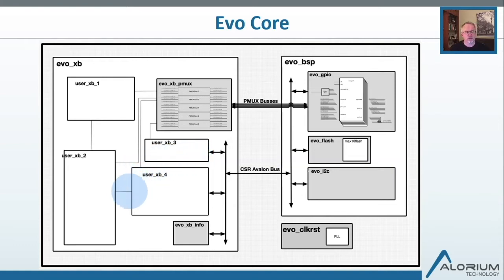We can see that some of these other user blocks are connected to each other. There's really no limit on how you can interconnect things within the XP. So you might have some IP blocks and some custom logic, and they're all interconnected in some way that maybe only has a CSR connection back to the I2C. You can also see that some of these blocks have connections to the PMUX, and that's how they'll be able to control pins over here in the port logic.